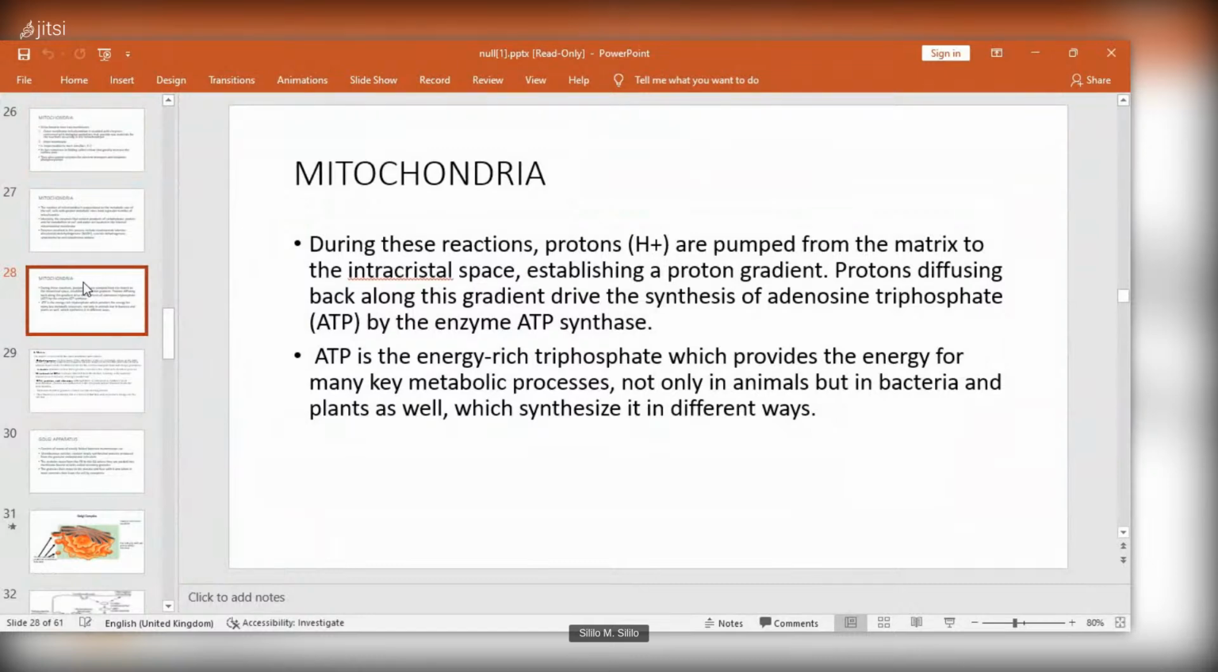What I want you to know is that energy is produced in the mitochondria in the form of ATP. Okay, ATP. That's what is important. The pathway is not important. What is important is your ATP. Next one. Okay, before that.